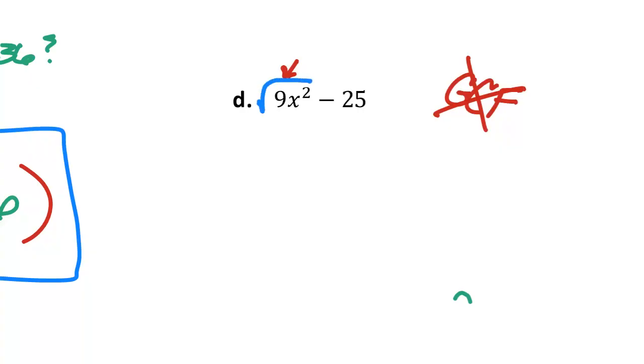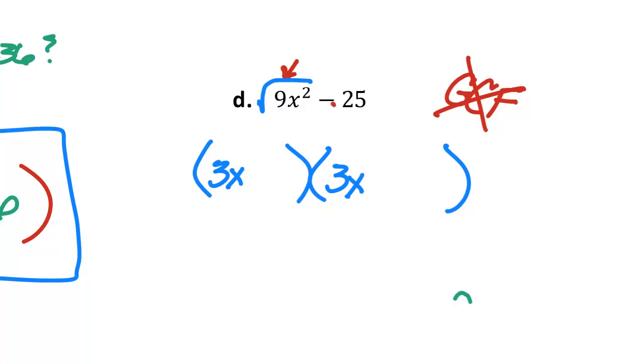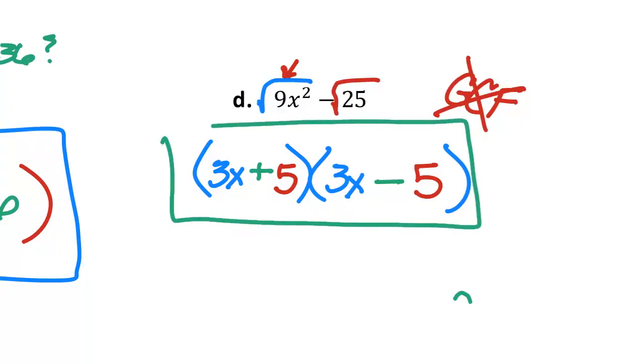Take the square root. So what is the square root of 9x squared? 3x. And 3x over here. What is the square root of 25? 5. And 5 here. Put a plus sign and a minus sign, and that's your answer.